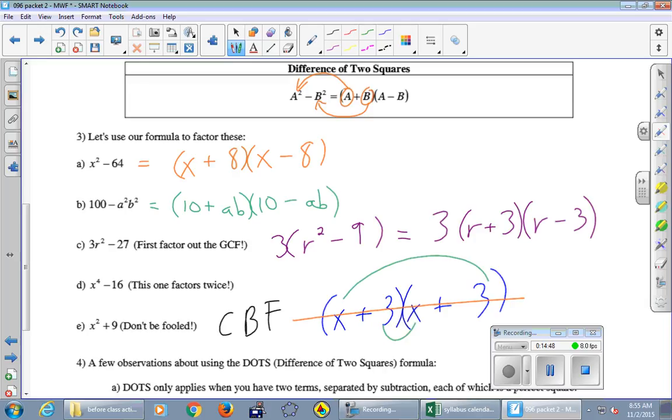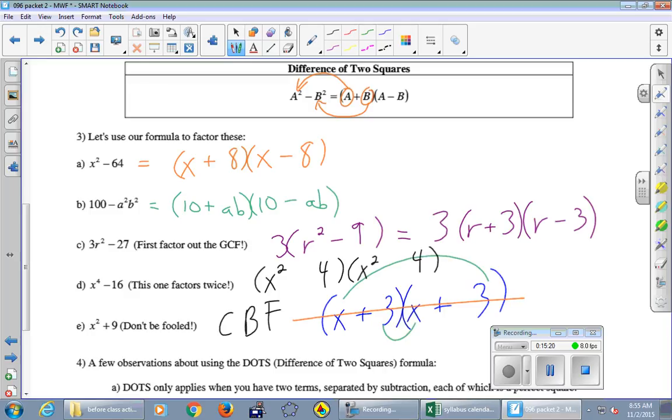Okay, let's try D, toughest one. X to the 4th minus 16. How many terms? 2, symbol between. Minus, are they both perfect squares? They are. So we'll start with our two sets of parentheses, there and there. X to the fourth came from what times what? X squared times x squared. Got to be two copies of the same thing. X squared there, x squared there. 16 came from 4 and 4.